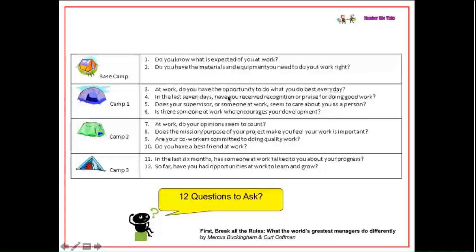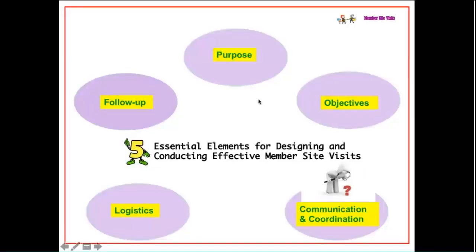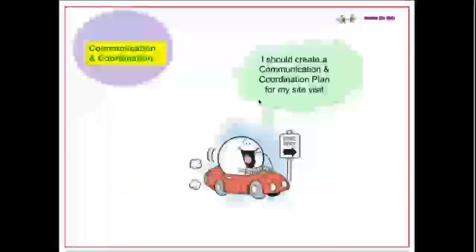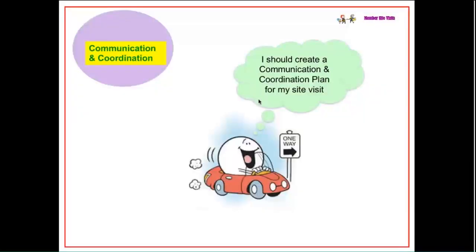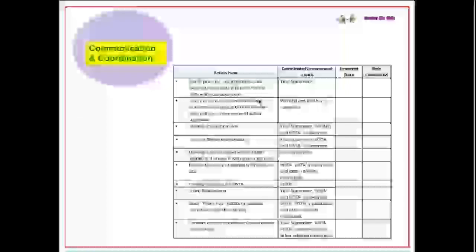Now let's go to the 3rd essential element. The 3rd one we talked about is communication and coordination, right? So let's ask ourselves, what are some of the things to keep in mind? Because sometimes if we have not intentionally done this, we can run into a lot of unnecessary situations. That's why creating a thorough communication and coordination plan for my site visit is so important.